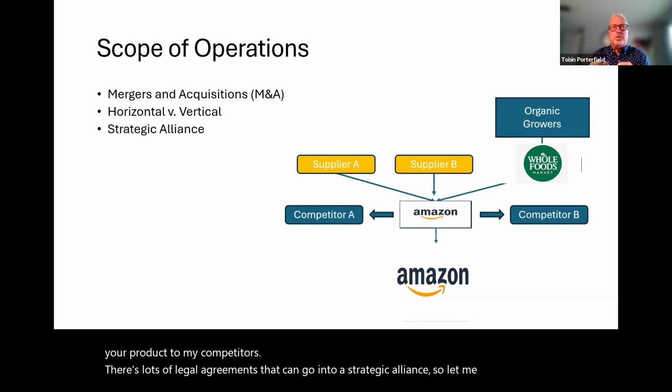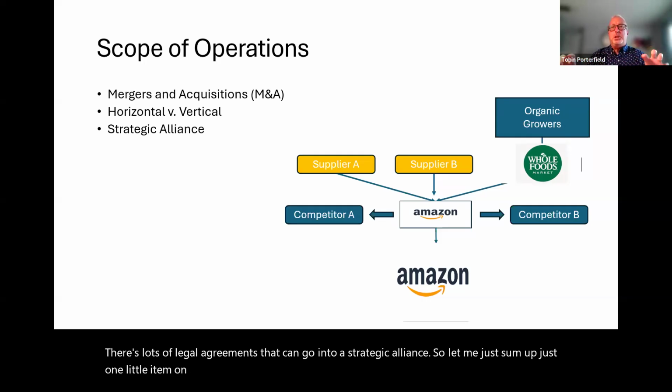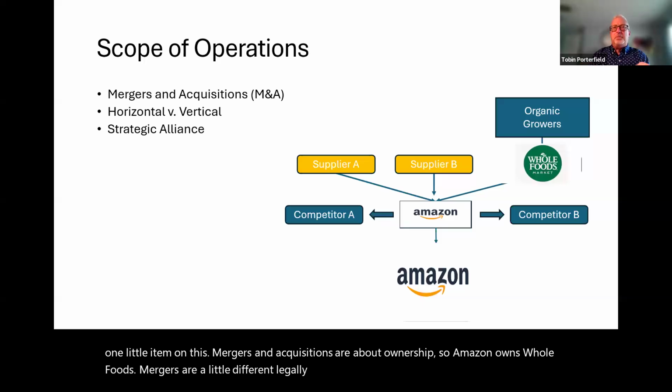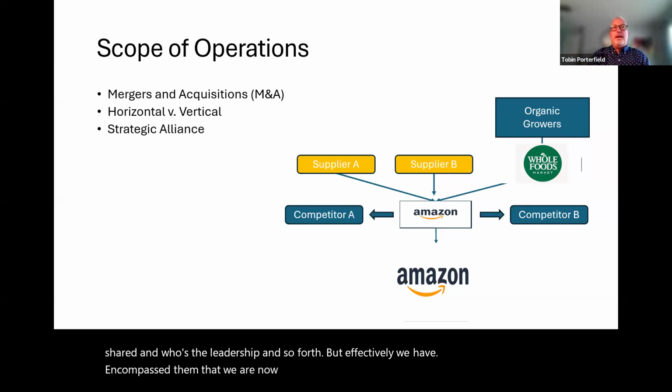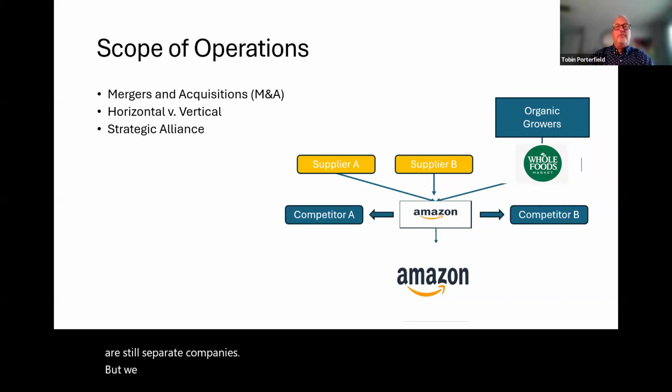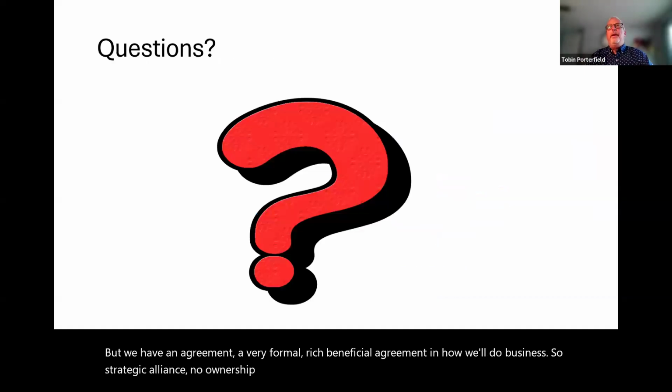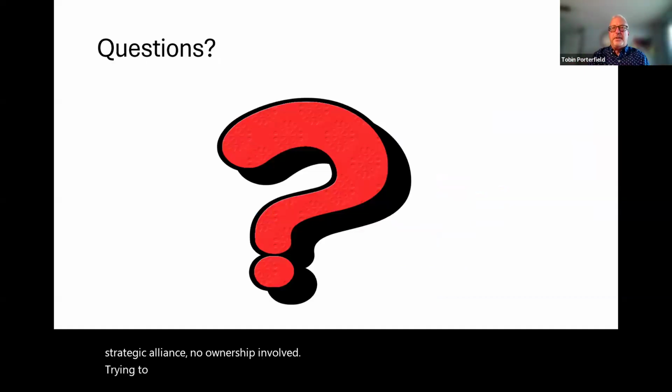So let me just sum up just one little item on this. Mergers and acquisitions are about ownership. So Amazon owns Whole Foods. Mergers are a little different legally than acquisitions because of how the assets are shared and who's the leadership and so forth. But effectively, we have encompassed them, that we are now one. Strategic alliance does not change the ownership. We are still separate companies, but we have an agreement, a very formal, rich, beneficial agreement in how we do business. So strategic alliance, no ownership involved. Whew. Just trying to get those concepts out there.